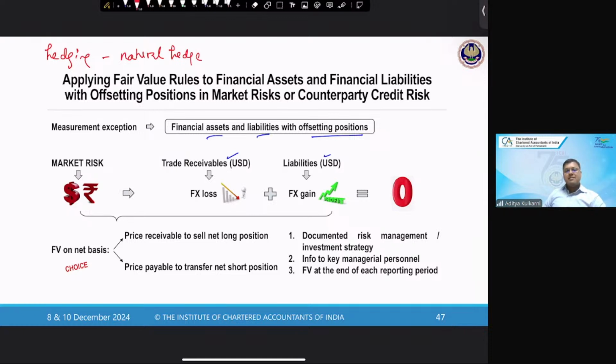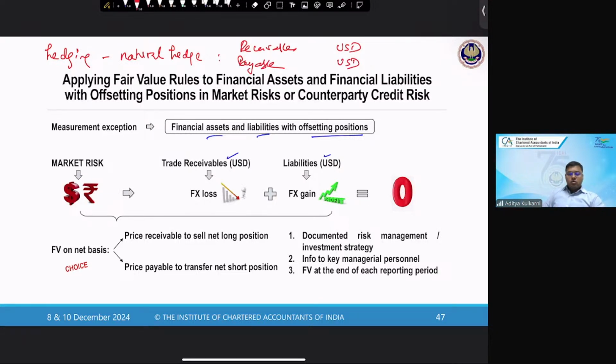Name may be different, but when I say natural hedge, what does it mean? I have receivables after 60 days in US dollars. I have payables after 60 days in US dollars. So the dollars will come from there and I will pay off the dollars. So is it impacting my exchange fluctuation? Is the exchange fluctuation going to impact me? Answer is no. You are automatically hedged by virtue of your transactions. Did you understand this? Yes, sir.